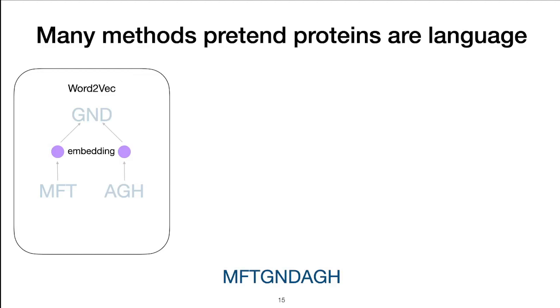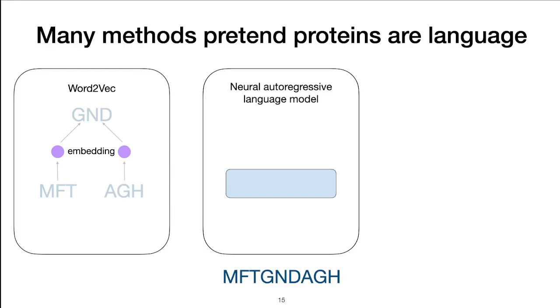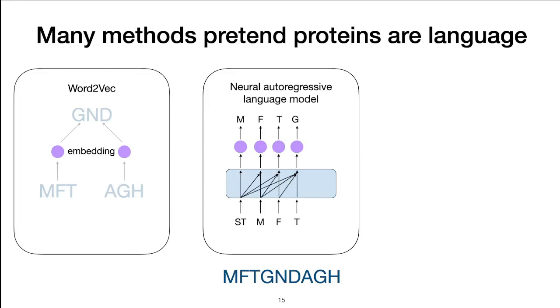More recently, people have used deeper, bigger neural networks to pre-train on language and on proteins, or to learn representations of language or representations of proteins. One example is called an autoregressive language model. And what this does is, given a sequence, you append a start token to it, and from there you want to predict the first item in the sequence. Then given the first item, you predict the next one, and so forth. So at every location, you predict what's going to come next from everything that's come before.